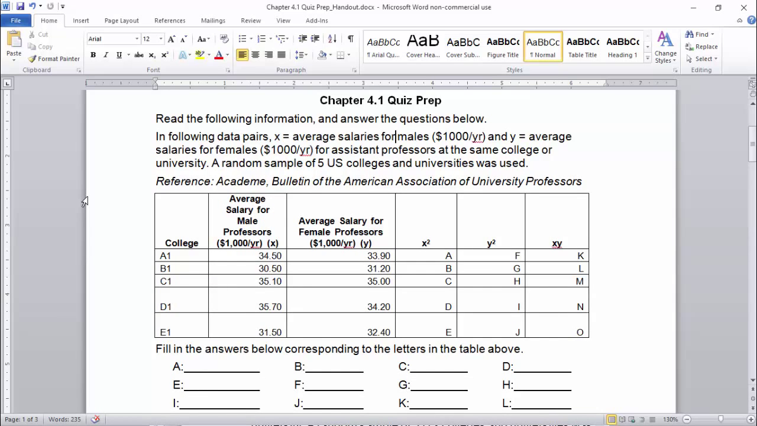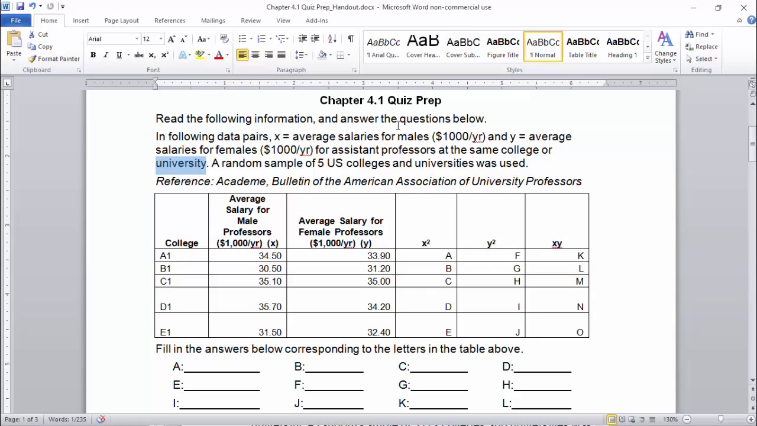In the following data pairs, X equals the average salaries for males in $1,000 per year, so 34 means 34,000. And Y is the average salaries for females in $1,000 per year for assistant professors at the same college or university. So that's the trick. The experimental unit here is the college or university, and the X and Y pairs are about each.